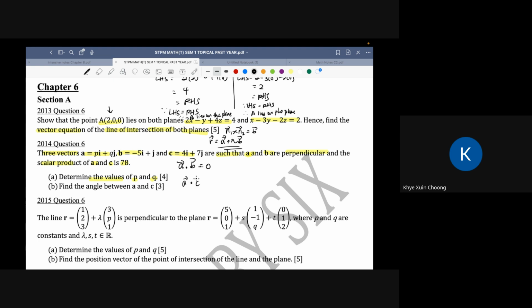Now you have another equation, A dot C equals 78. So from here you get one equation, and here you get the second equation. When you do simultaneous equations, you should be able to solve for P and Q. So you can solve question A.